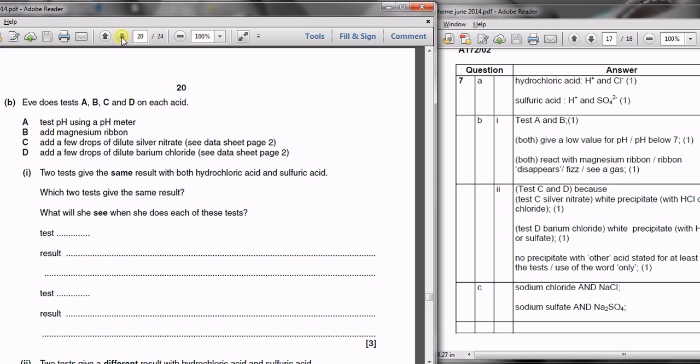So what you would actually see, and that's what we're being asked for here, what you'd actually see as a result would be fizzing or bubbles.